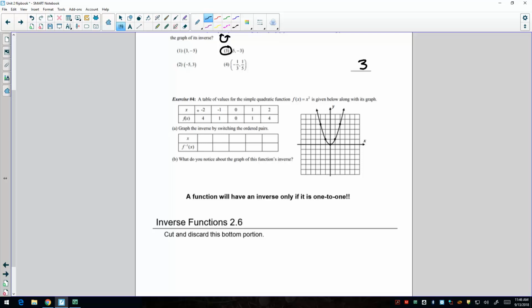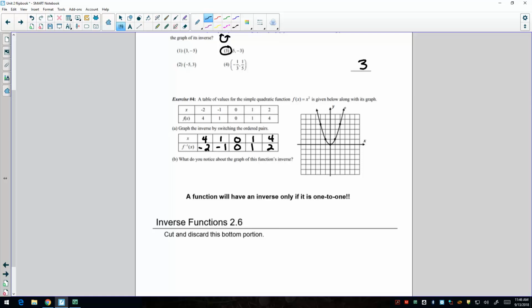So all you're going to do is take the x's, and they are going to become the y's. Okay, so I'm going to rewrite the top row into the bottom row. So negative 2, negative 1, 0, 1, and 2. And then I'm going to take the old y's and put them in the new x's. So this will be 4, 1, 0, 1, 4. Make sure you keep, obviously, the old x with its old y. So they still have to be together.